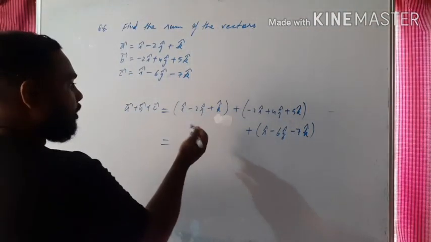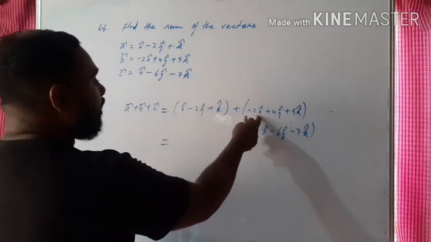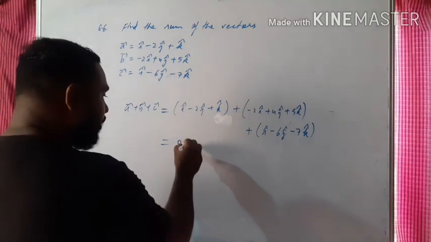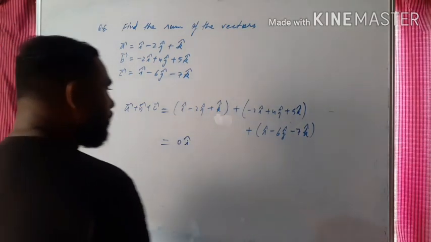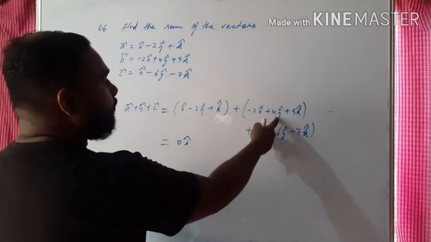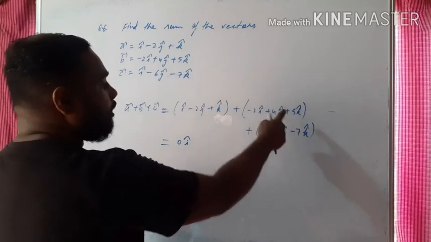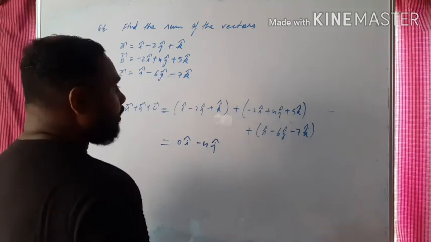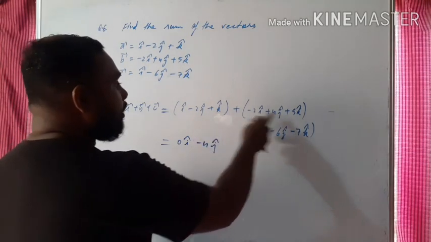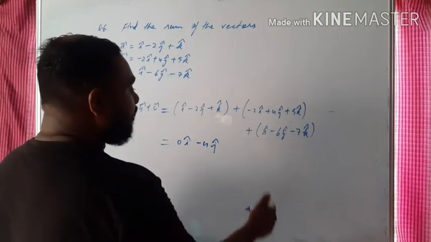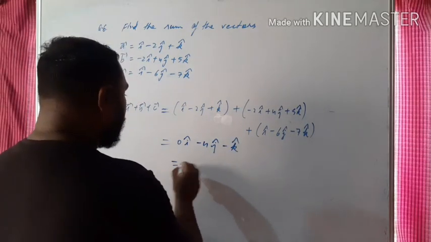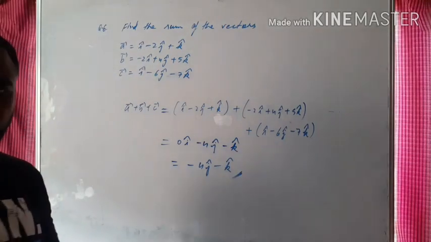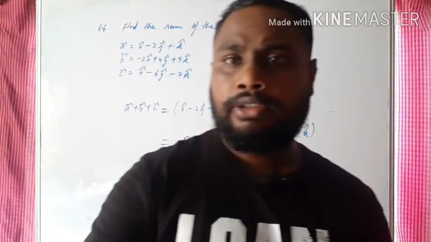Just normal addition. i minus 2i will be minus i, plus i will be 0i. Let me write it, 0i. Minus 2j plus 4j will be 2j, minus 6j will be -4j. Likewise for k, 5k plus k is 6k, minus 7k will be -k. So your answer will be -4j minus k. So this is the answer after addition. It's very simple, just normal addition only.